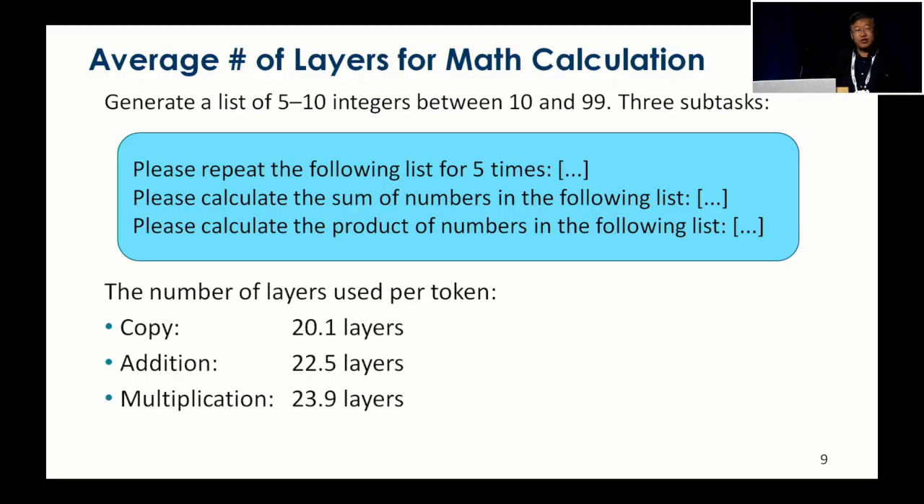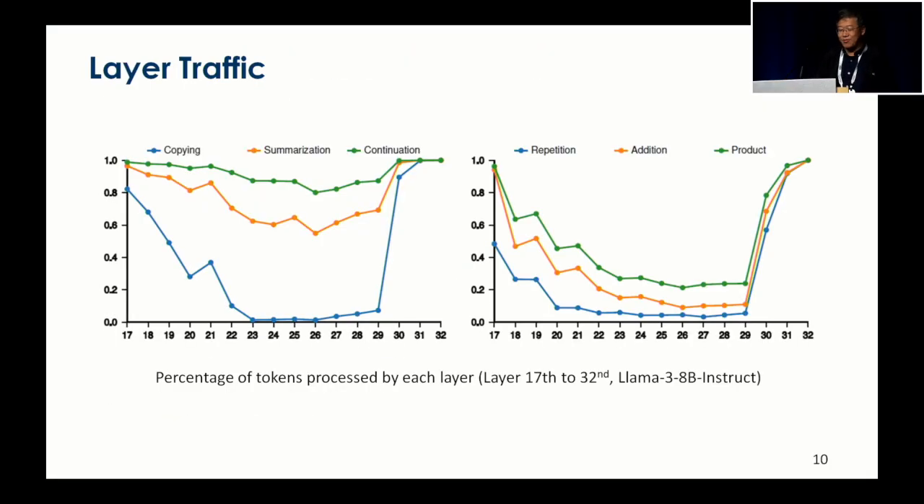And this is the average number of layers needed to generate those tokens, per token, okay? 20 layers for copy, 22 layers for addition and multiplication. Still very aligned with our intuition. Multiplication is harder than addition, but multiplication is easier than writing a new article, a new paragraph.